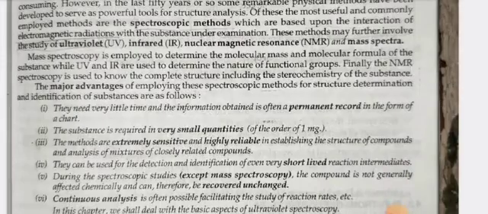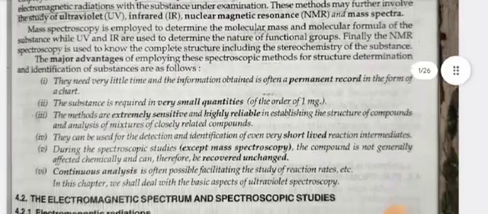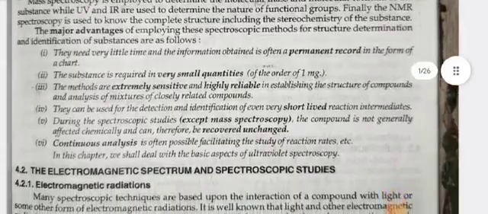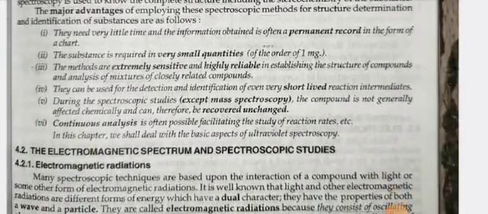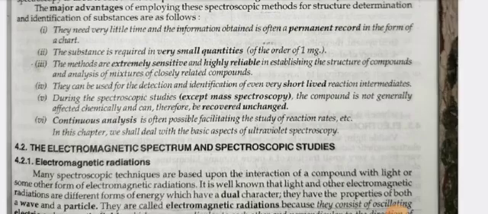The major advantages of employing these spectroscopic methods for structure determination and identification of substances are as follows. They need very little time, and the information obtained is often a permanent record in the form of a chart. The substance is required in very small quantities, of the order of 1 milligram.